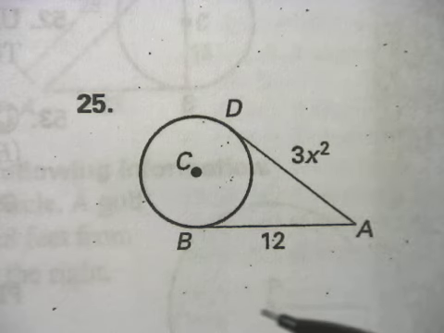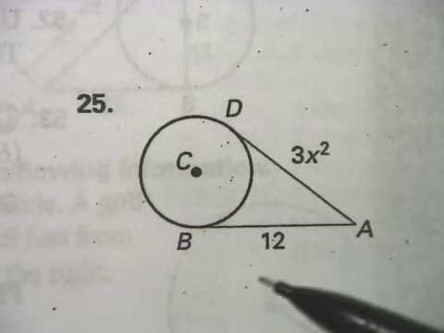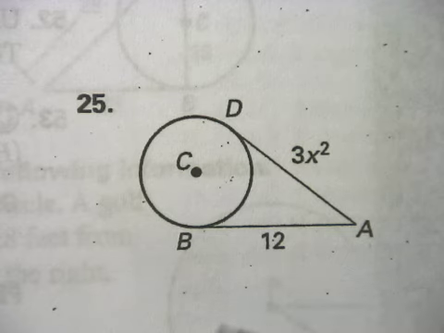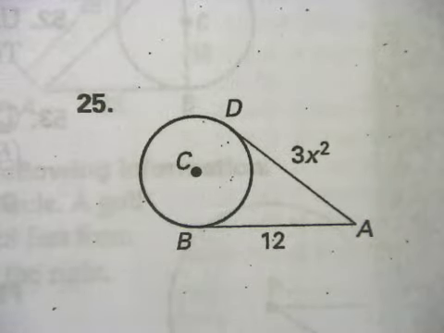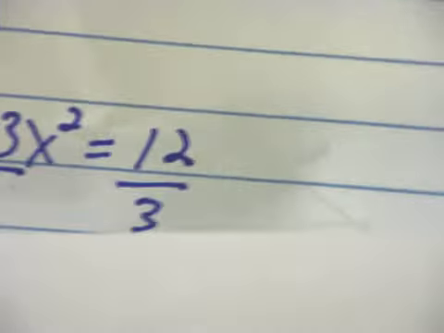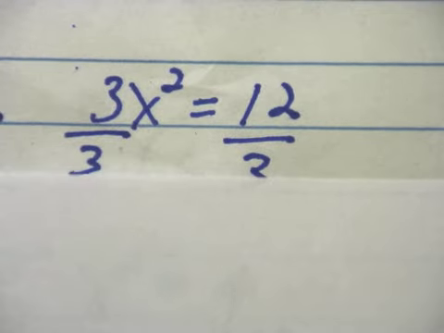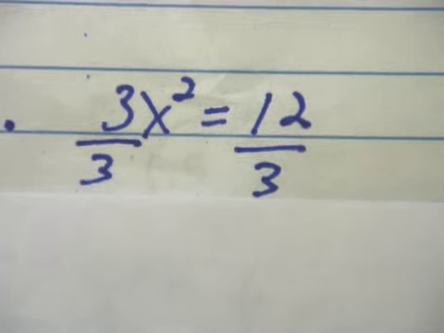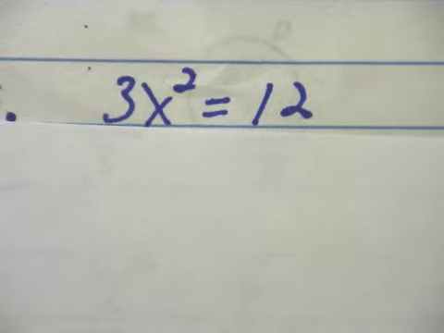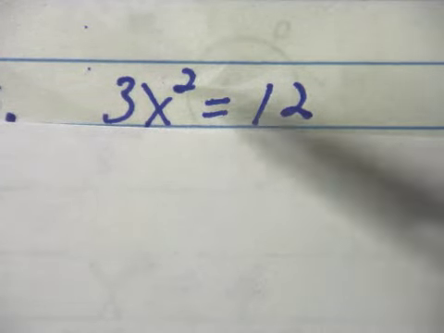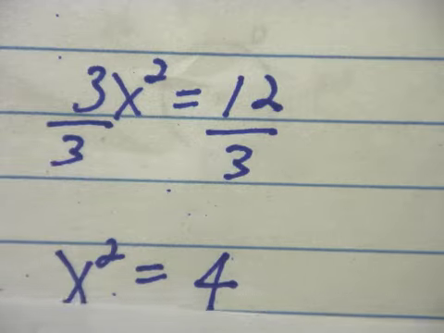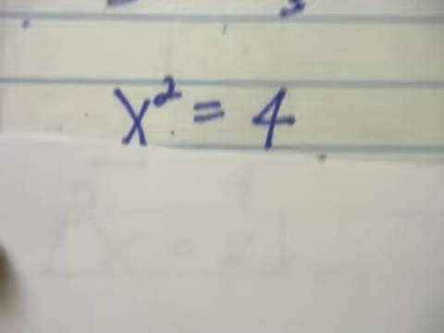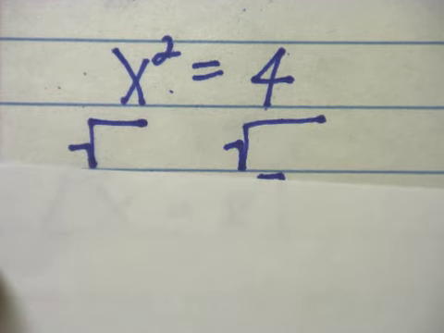And the last question, number 25. Again, I have the same situation. I have two tangent lines which are coming from an external point. I keep saying secant, I'm sorry. I don't mean to confuse you on that. They are tangent lines. So here, I'm going to set my two equations equal to each other because they should be. The two lines are congruent.